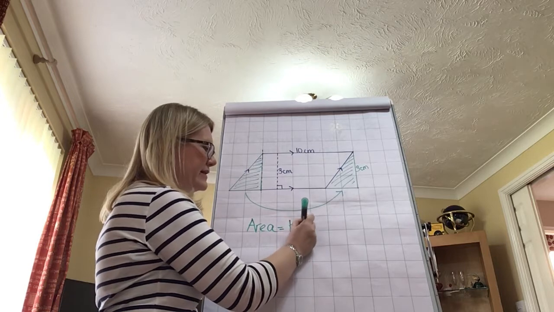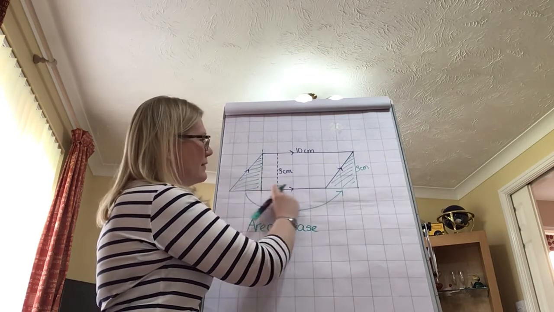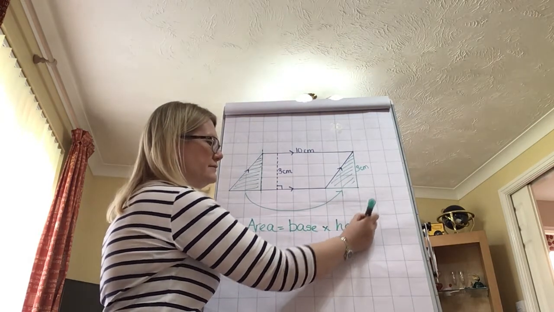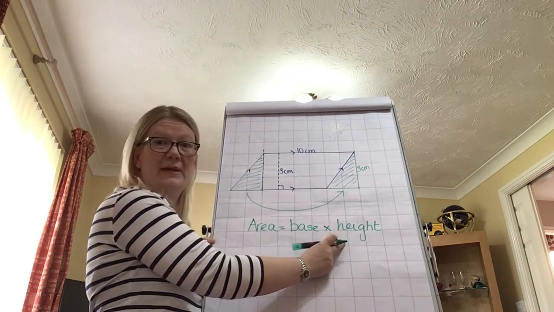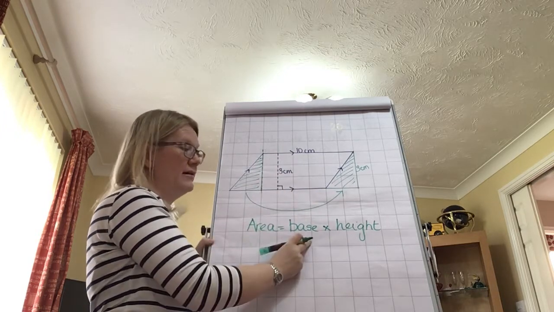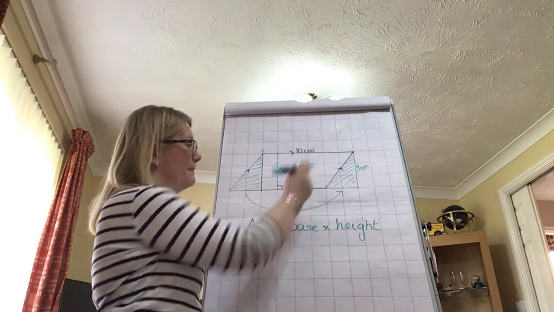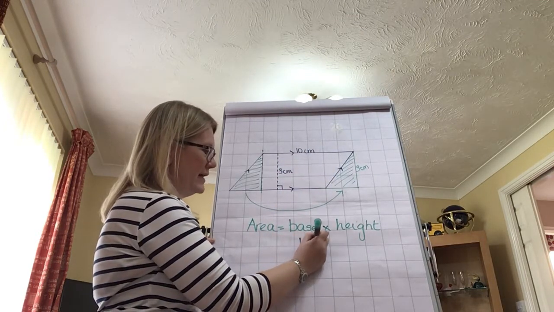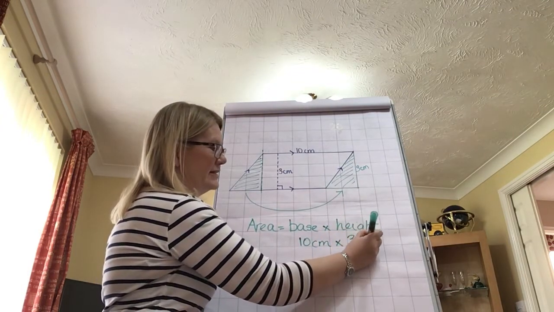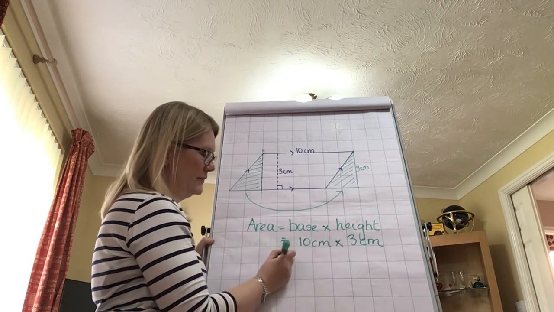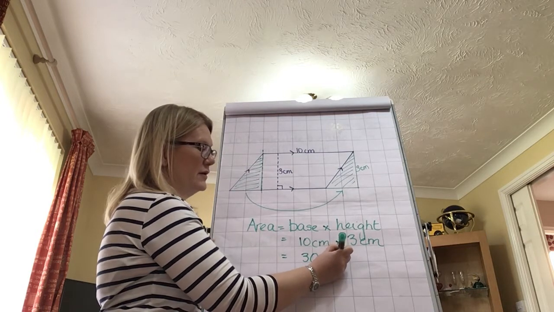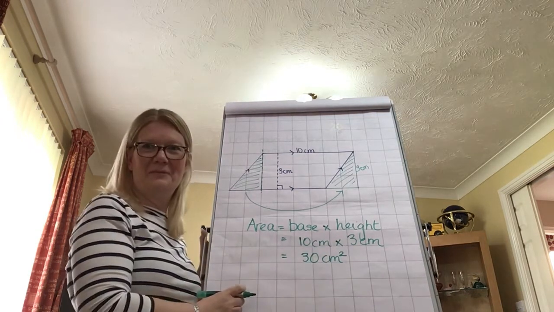So the area is going to be the base, that's our length along the bottom, multiplied by the height. And remember, that must be the perpendicular height, the distance at 90 degrees between the parallel lines. So for this parallelogram, we have got 10 centimetres. I know they're very big centimetres. Multiplied by 3 centimetres, which is going to give us 30 centimetres squared. Okay, I hope that makes sense.